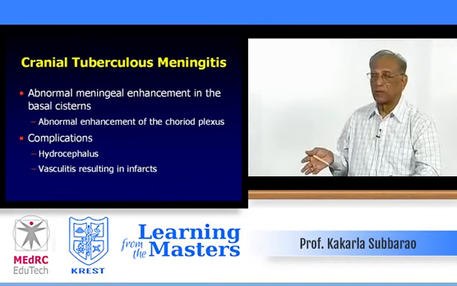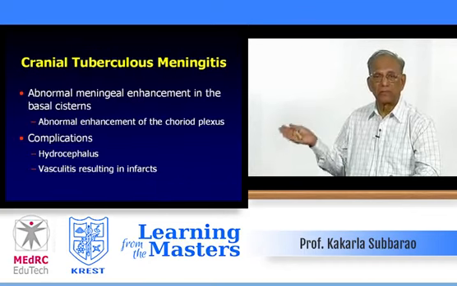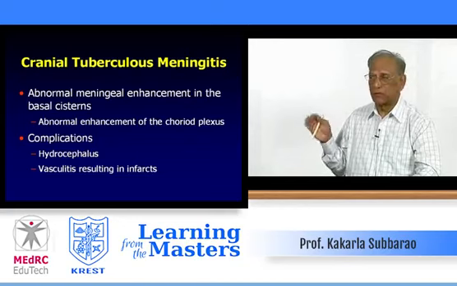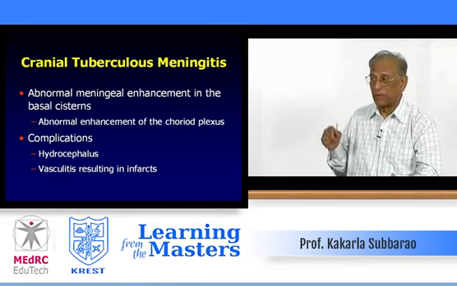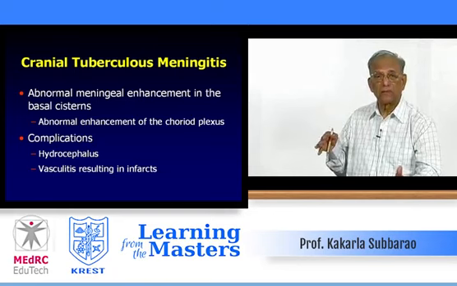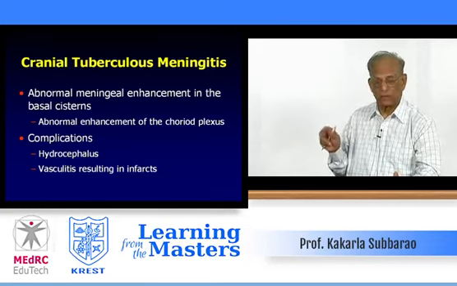Cranial tuberculous meningitis, apart from spinal tuberculous meningitis, shows abnormal meningeal enhancement in the basal cisterns, as I said earlier. There is abnormal enhancement of the choroid plexuses also. And what are the complications? Hydrocephalus, because the exudates obstruct the CSF flow, and vasculitis resulting in small infarcts.